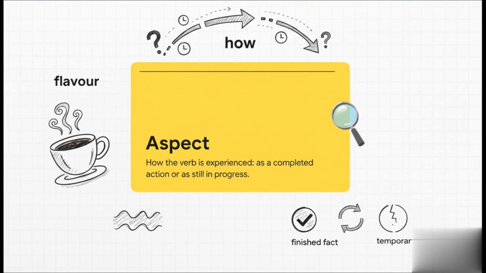So what on earth is aspect? Well, think of it like the flavor or the texture of an action. Tense tells you when something happens, past, present, or future. That's the easy part. Aspect tells you how it's happening. Is it a done deal? Is it still going on, or is it just a temporary thing? This is the crucial difference.